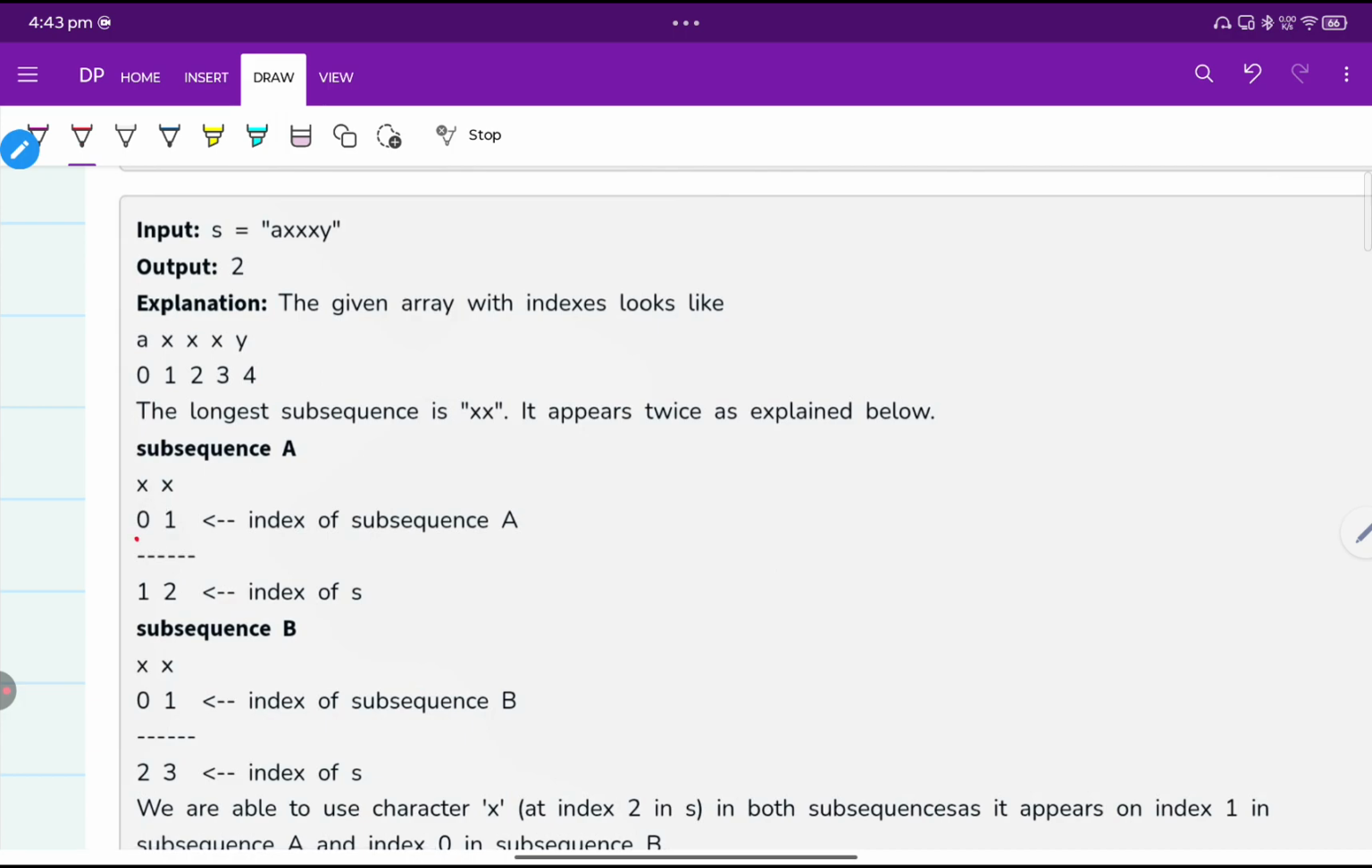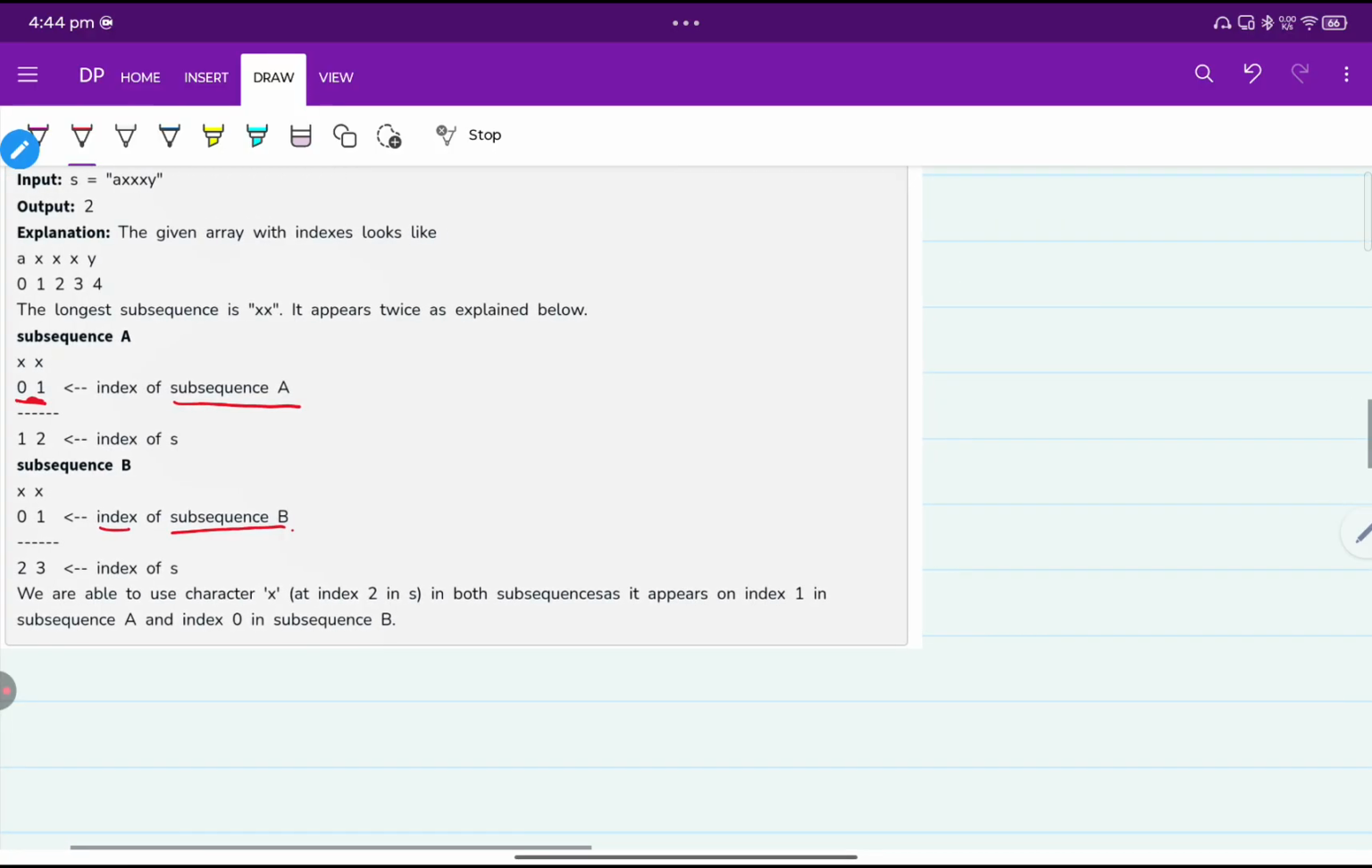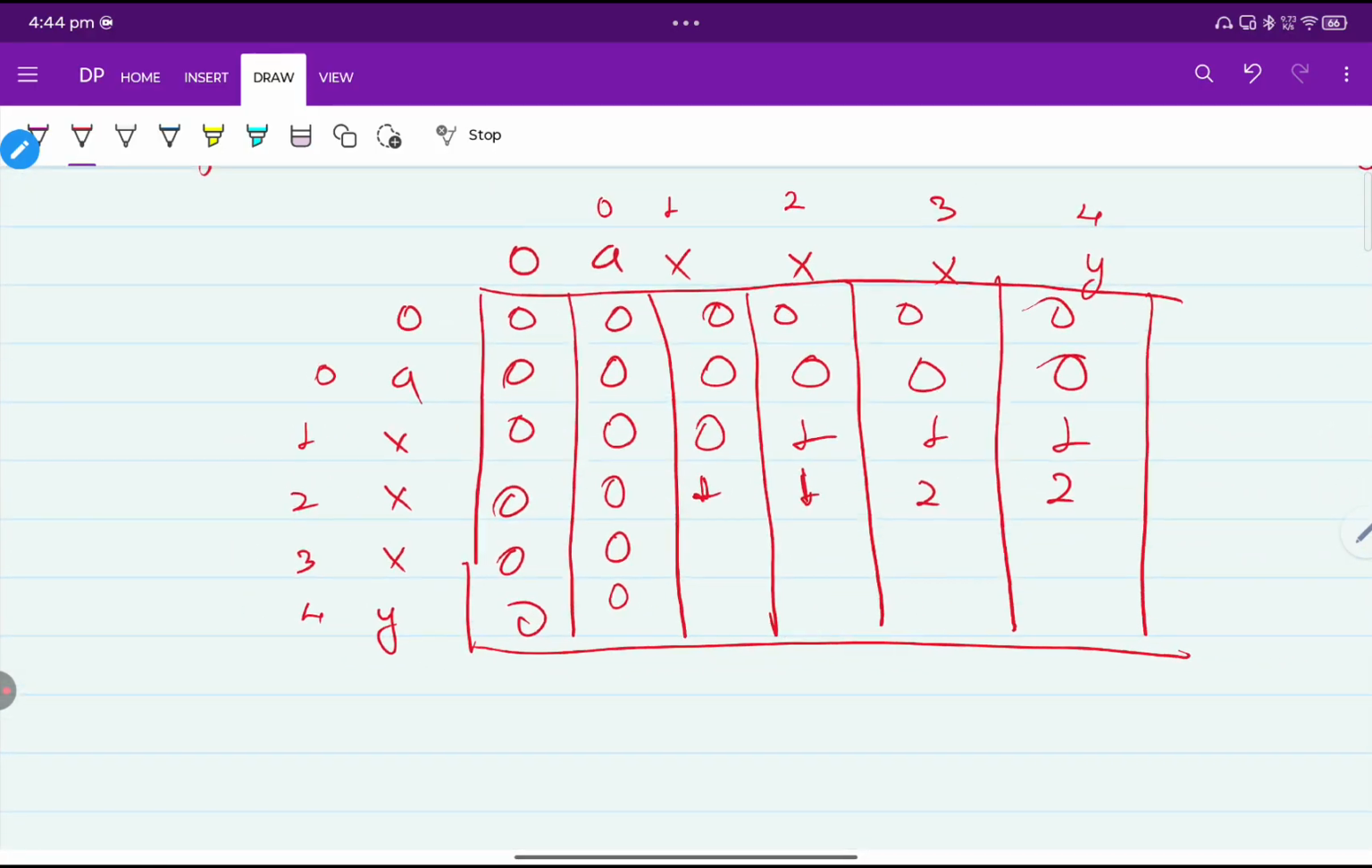The question is a little bit tricky. This is the index of the subsequence of A, and this is the index of the subsequence of B, but from where the x is taken, it's taken from 1 and 2, and from 2 and 3. Now let's understand the question.